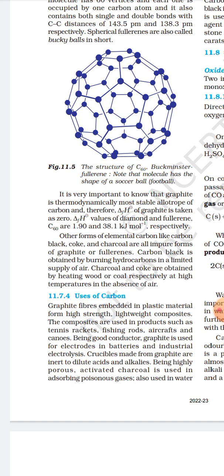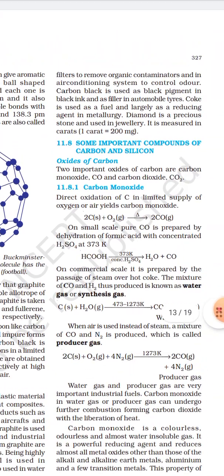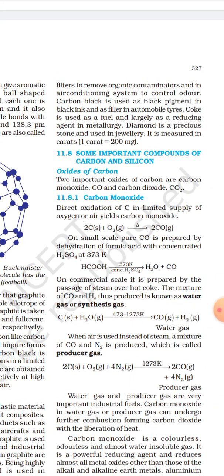Being highly porous, activated charcoal is used in absorbing poisonous gas, and also used in water filters to remove organic contaminants and in air conditioning systems to control odor. Carbon black is used as a black pigment in black ink and as filler in automobile tires. Coke is used as a fuel and largely as a reducing agent in metallurgy. Diamond is a precious stone and used in jewelry.